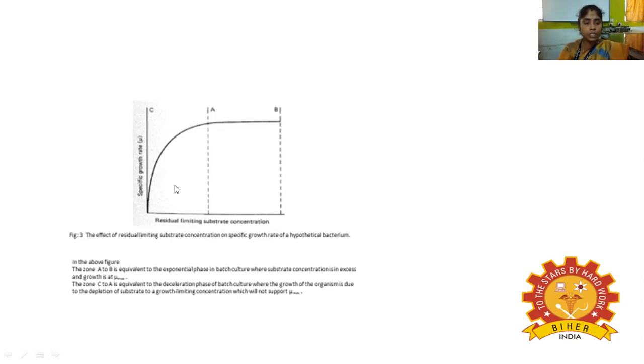And this A to C represents the deceleration or death phase, as the substrate concentration has become limiting, which means there is no growth rate of the microorganism. So we cannot predict nu, as the product has been entirely formed in the case of the stationary phase, which will not give you the value of nu.